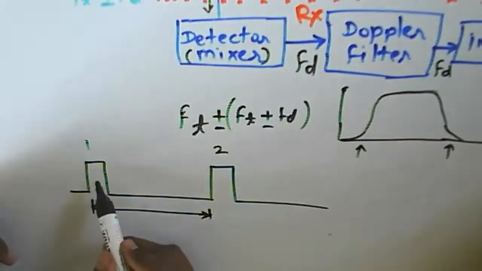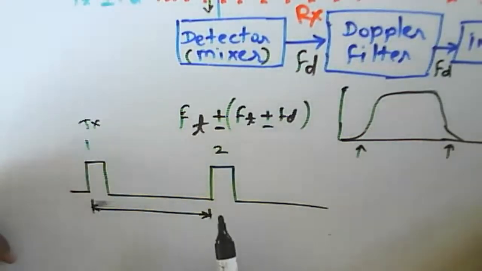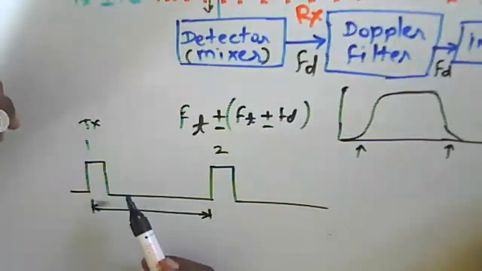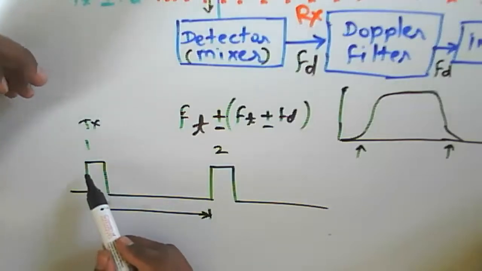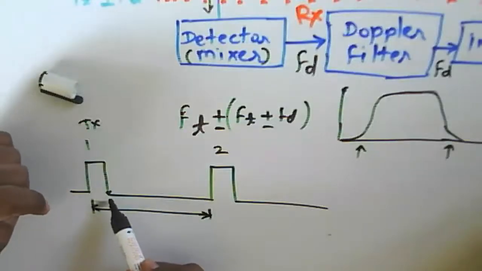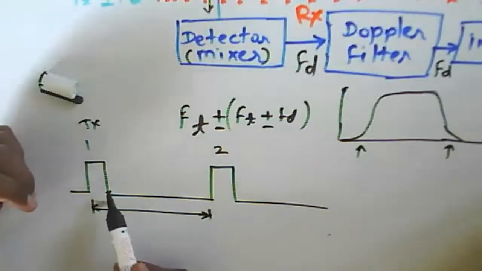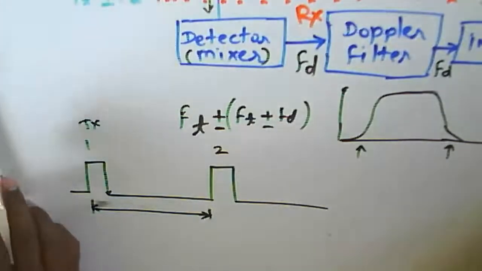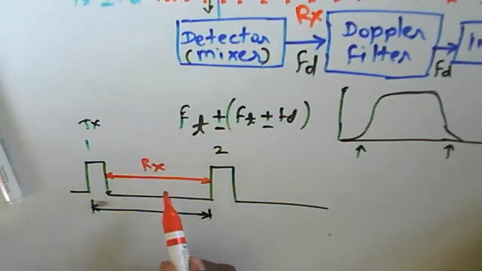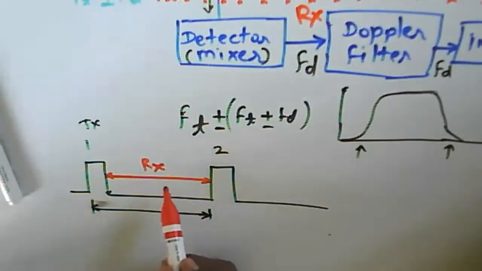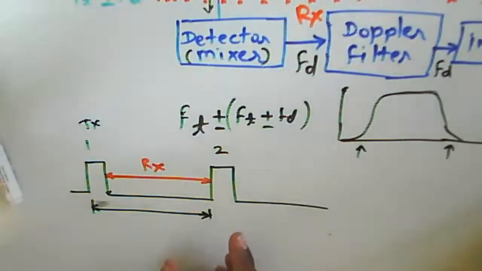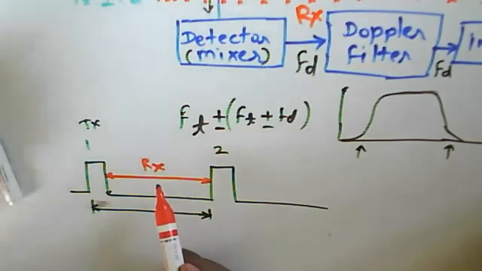So in a pulse radar, when we are transmitting pulse one, the receiver will be switched off. At the time of transmission the receiver is off, and when that pulse ends, the receiver is on. Within this particular period of time, whatever the pulse repetition time is, we are supposed to receive the signal from the target.